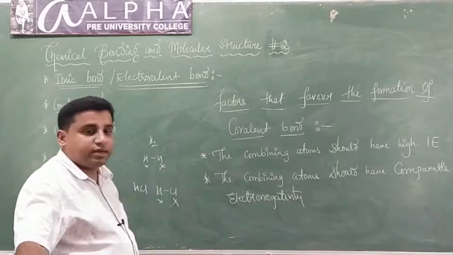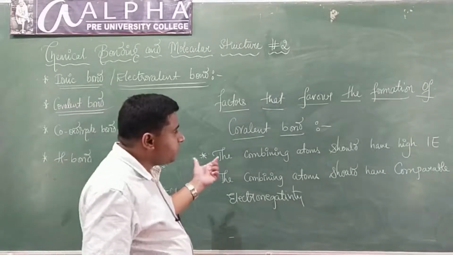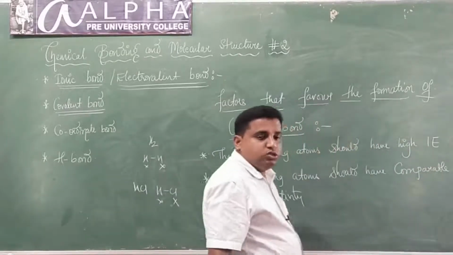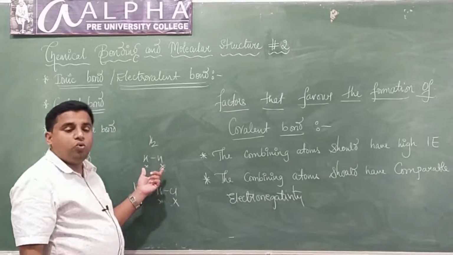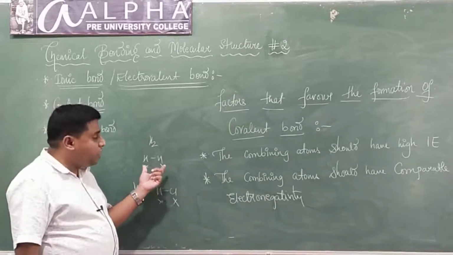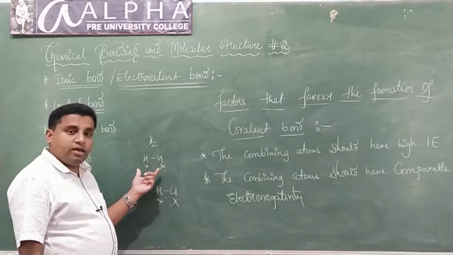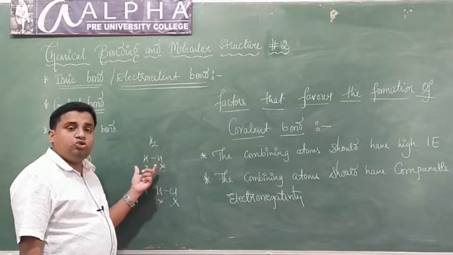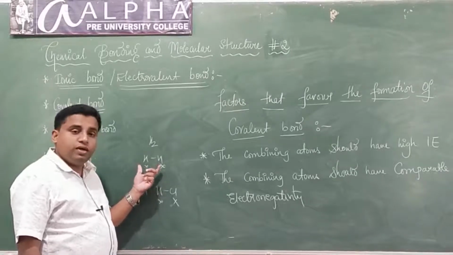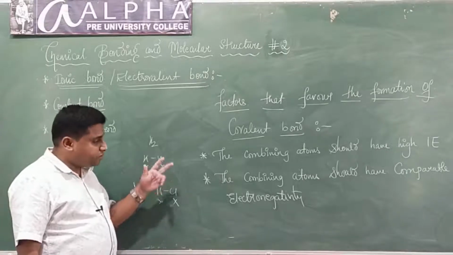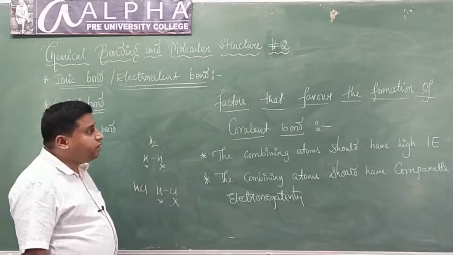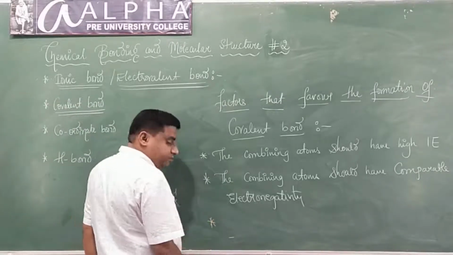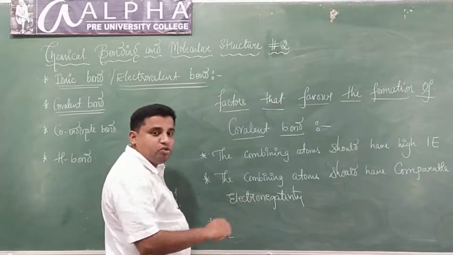I have discussed two factors. The combining atoms should have high ionization energy, so the atoms that combine to form a covalent compound should have high ionization energy. And the combining atoms should have comparable electronegativity. That means there should not be much electronegativity difference between the two combining atoms. Then we have two more factors which favor the formation of a covalent bond.